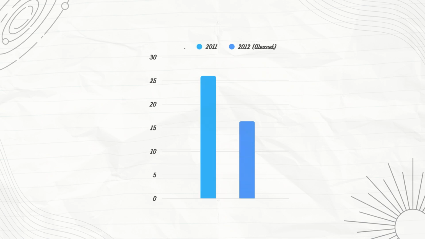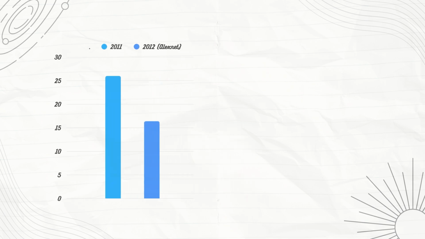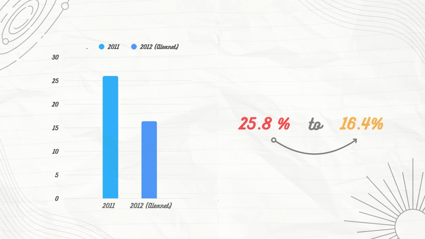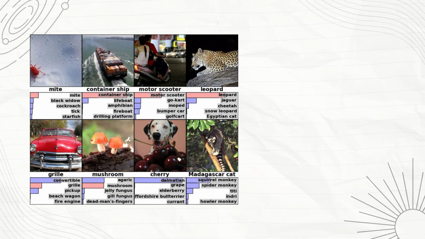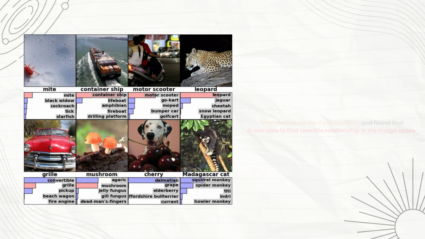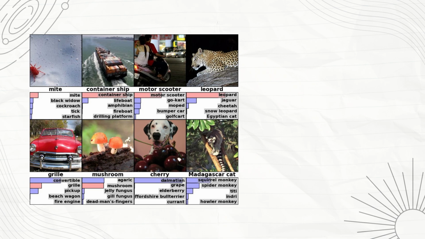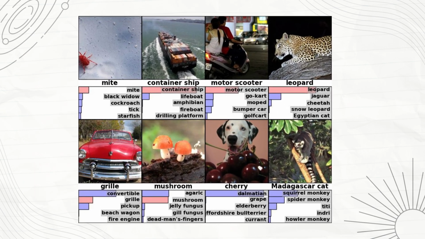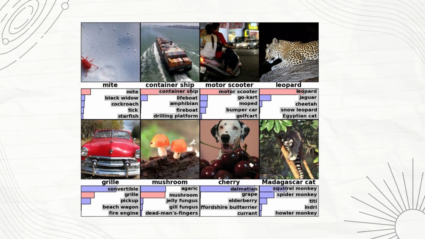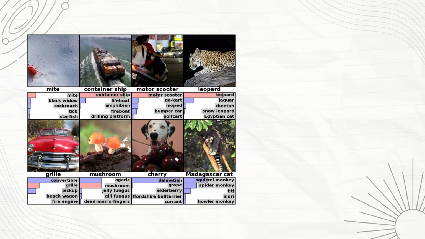So all these efforts taken actually improved the results by a huge margin. They were able to reduce the error from 25.8% to 16.4%, which was a big jump. They plotted the top 5 probabilities for each test example and found that the model was able to find sensible relationships in the image space and was able to recognize complex structures that distinguish different classes. And in most cases, it was giving correct predictions. Also, the other probabilities, rather than the top one, were actually close enough to the top probability.